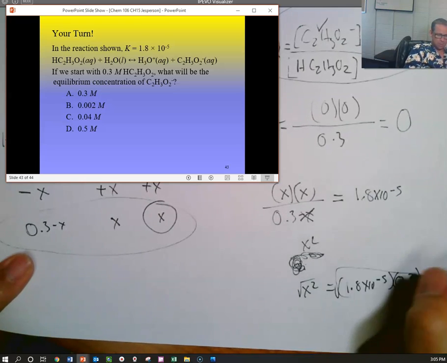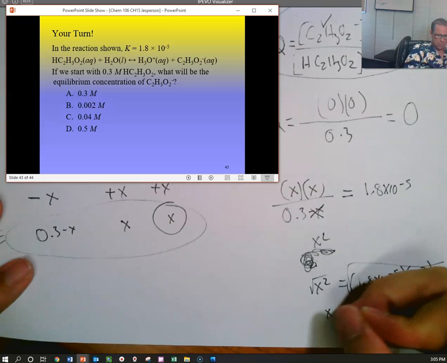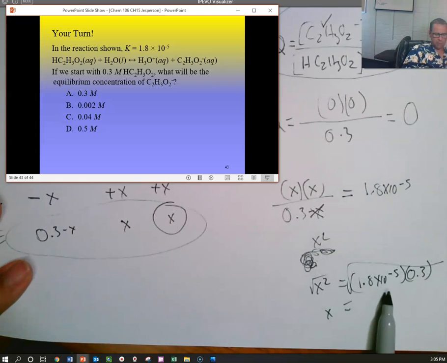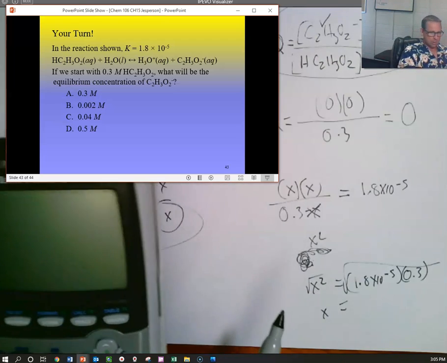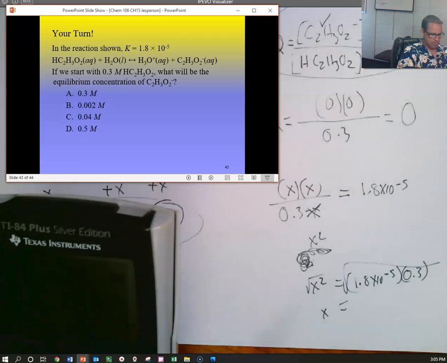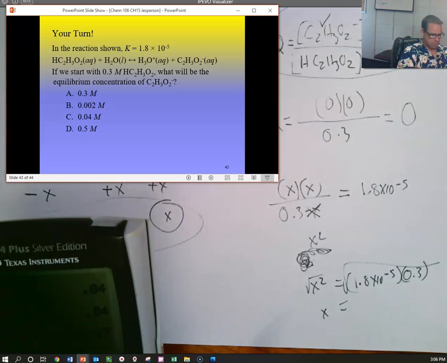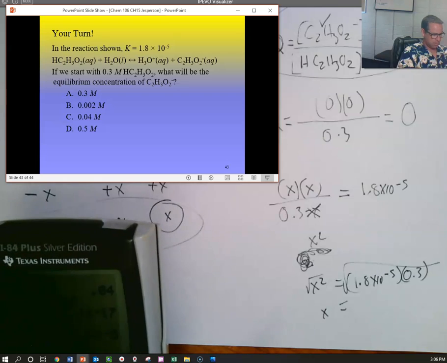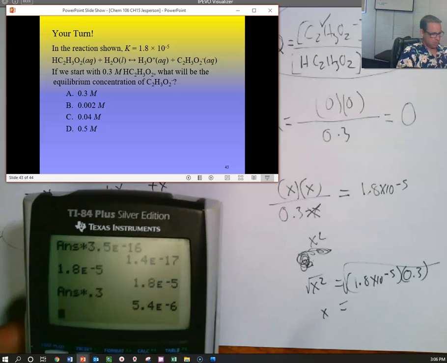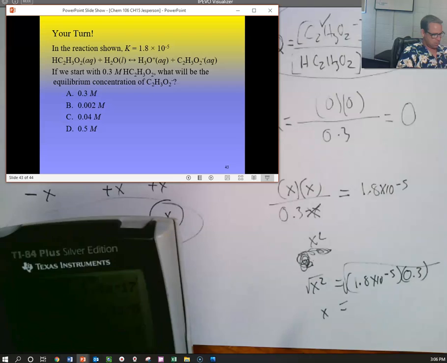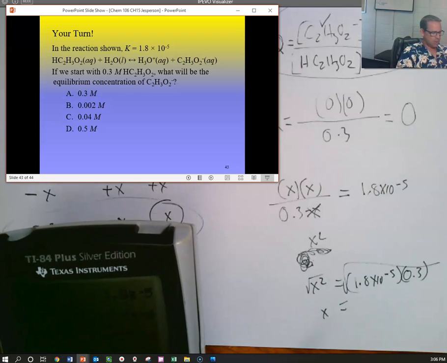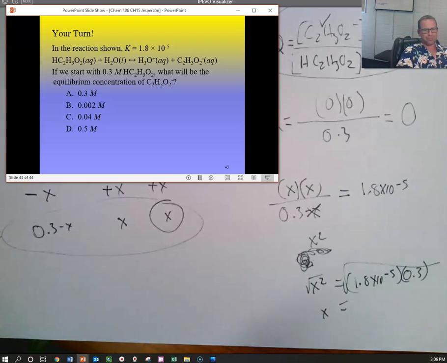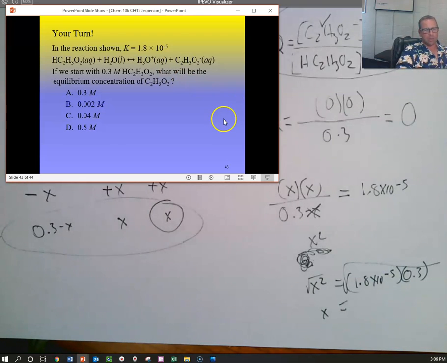So then I can take the square root of both sides. And x will equal 1.8 times 10 to the minus 5 times 0.3, and then the square root of that product. Okay. All right. 0.0023. Is that one of our answers there? Okay.